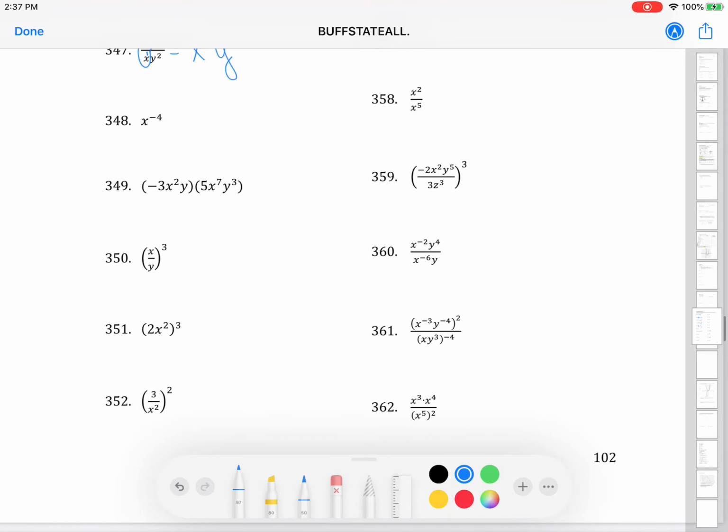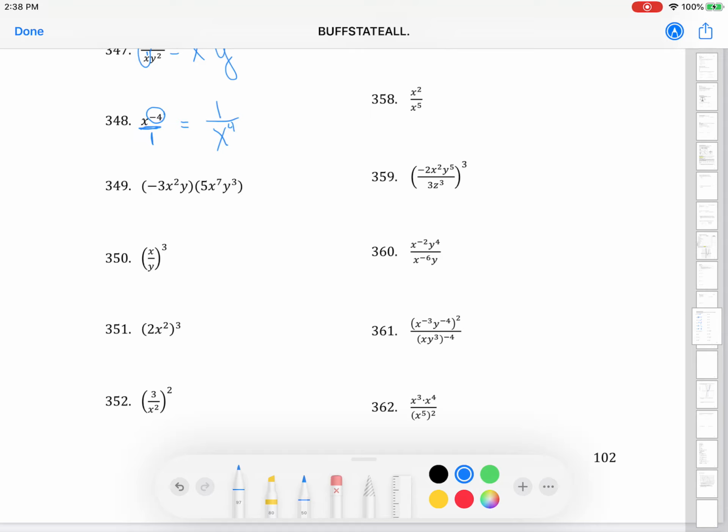All right, for 348, there's no operation technically happening. To figure out what rule applies, think about all the rules we have. This one has a negative exponent, so it's going to use that negative exponent rule. The first thing you have to do when you see a negative exponent is make it into a fraction. So I'm going to put it over a 1. And then after that, what you need to do is flip the fraction, 1 over x to the positive 4. You flip them and you make the exponent positive.